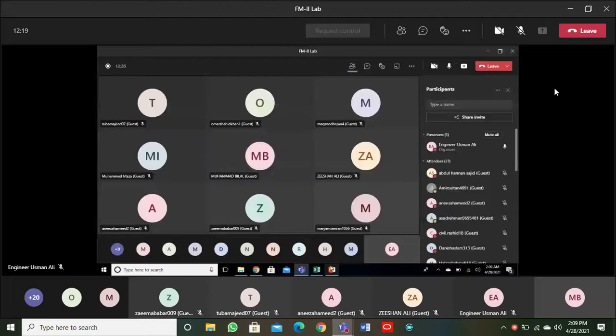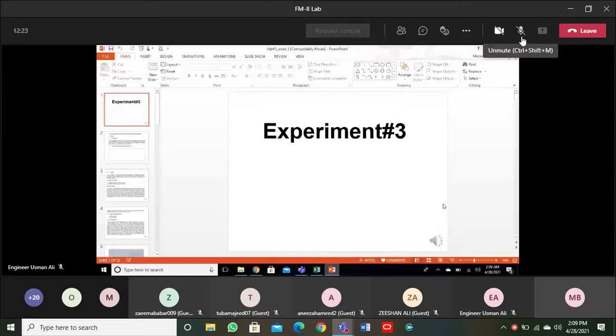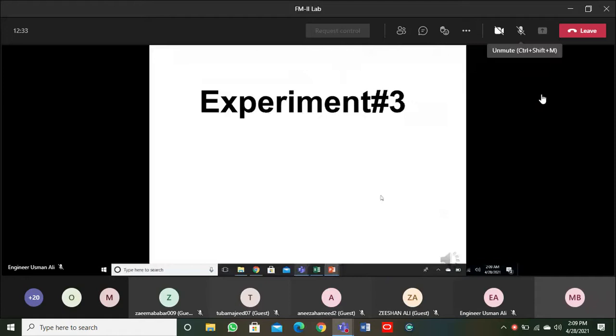Okay, let us begin today's session, that is, we are going to discuss experiment number 3. So these slides I have already shared with you, as I just mentioned. So you should download these slides. These are actually from the manual, so those who have the manual can open it. This experiment number 3, I think it's page number 29. And those who do not have the manual can see these slides, and accordingly we can discuss.